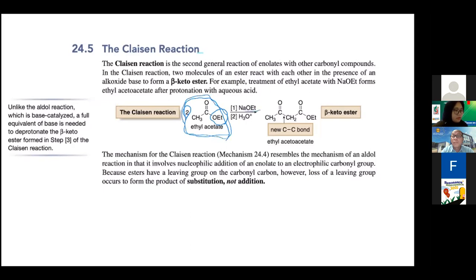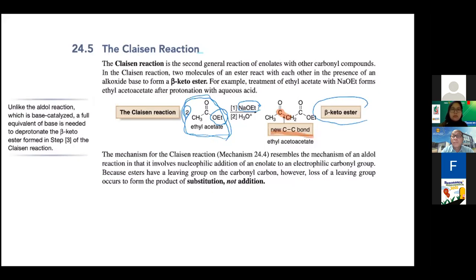And here we use a basic sodium alkoxide. I use ethoxide, which is a very strong base, and finally the keto ester is generated. This is the keto ester. The difference is, of course, that a new C-C bond was generated here.